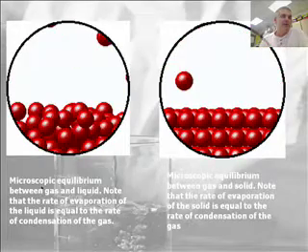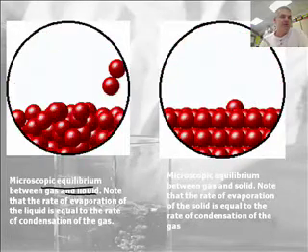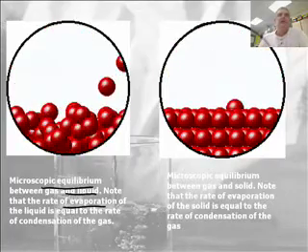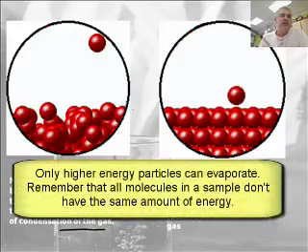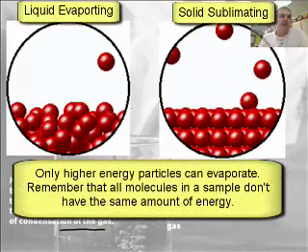Okay, and so here is kind of a way to look at this. Here we have a microscopic equilibrium between gases and liquids. Note the rate of evaporation of the liquid is equal to the rate of the condensation of the gas. And so what we've got here is the liquids evaporating right here.